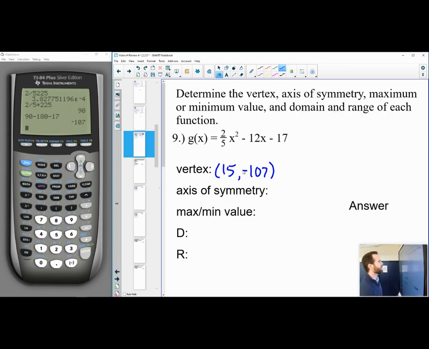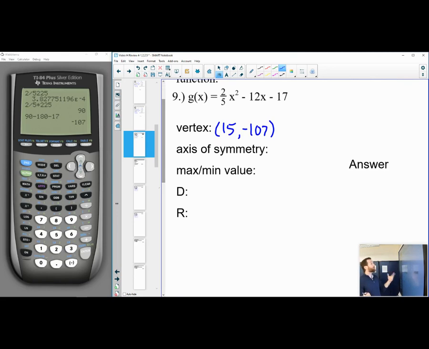You can always go back if you want to look at it one more time. All right, axis of symmetry. Now, the beautiful thing now that we have our vertex is the rest of it is just like vertex form. So the axis of symmetry, we know that's x equals the x-coordinate of the vertex, so it's x equals 15.